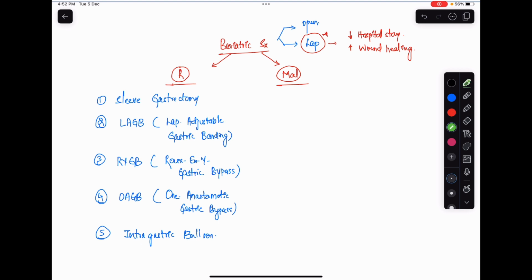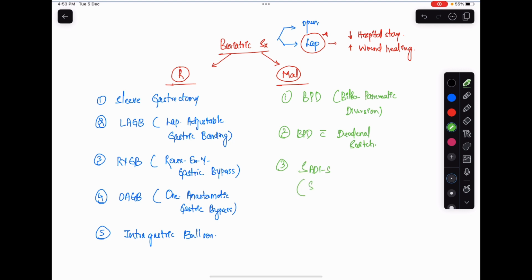In malabsorptive type, we have BPD, biliopancreatic diversion surgery. The other thing is BPD with duodenal switch. And the third thing is SADI-S, that is single anastomosis duodeno-ileostomy with sleeve gastrectomy.